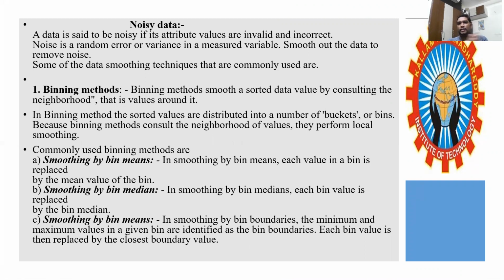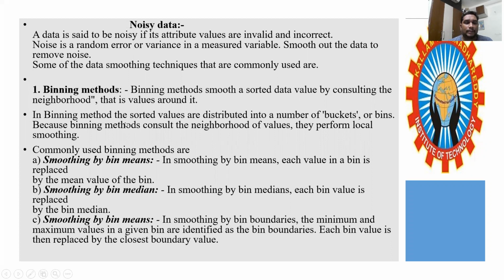If there are 100 items available, some of the values are what we call noisy values. In order to remove the noisy values, we first have to consider all the neighbor values from 0 to 100, and the values should first be arranged in sorted order. First, it smooths the sorted data value by consulting the neighborhood. So the list of data is arranged in sorted order and calculated based upon the neighborhood values.